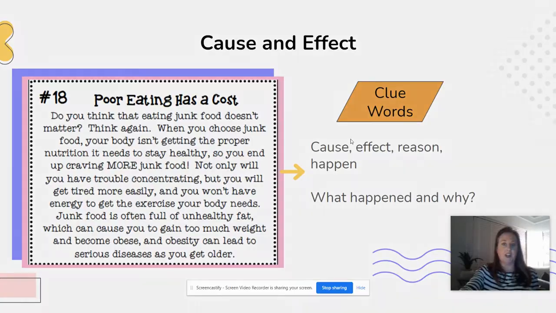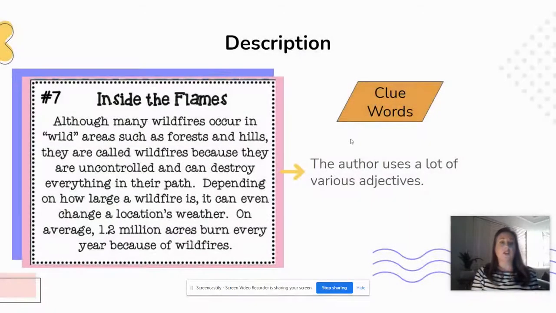Okay, so let's look at our next one. We have description. And with this, in description, the author is going to use a lot of adjectives or describing words.